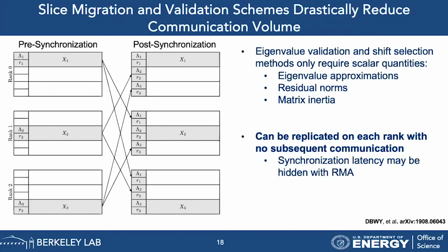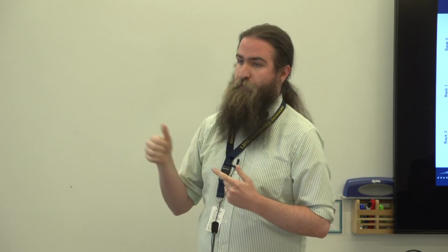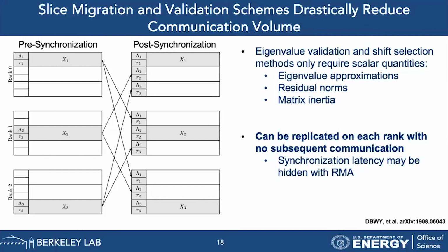So both of these schemes, both the shift generation, migration, and validation schemes, only require low volume information to be communicated. So we're not communicating the eigenvectors themselves, unlike other methods which require some sort of tests of mutual orthogonality. So we can do one synchronization of which the latency can be completely hidden with RMA, and all of the eigenvalue validation, shift migration, all of these sorts of things can be replicated on each rank without any communication afterwards. So it's only one synchronization step of low volume data.